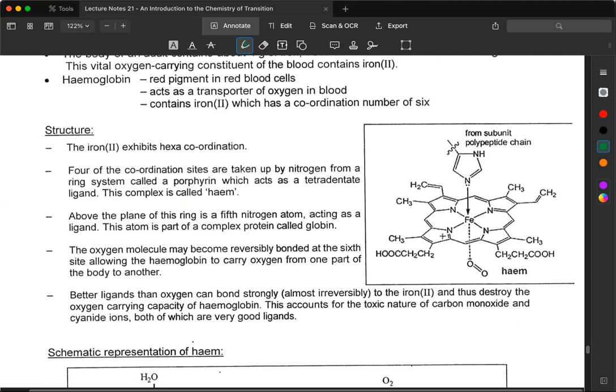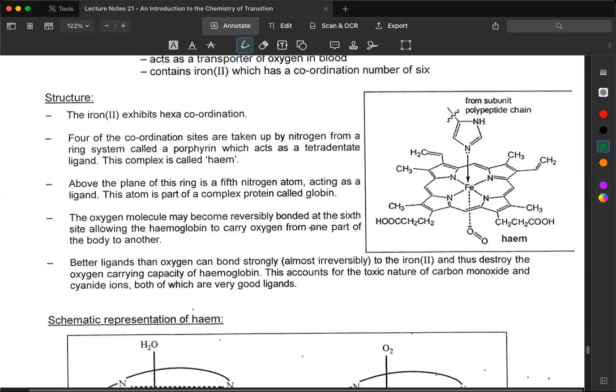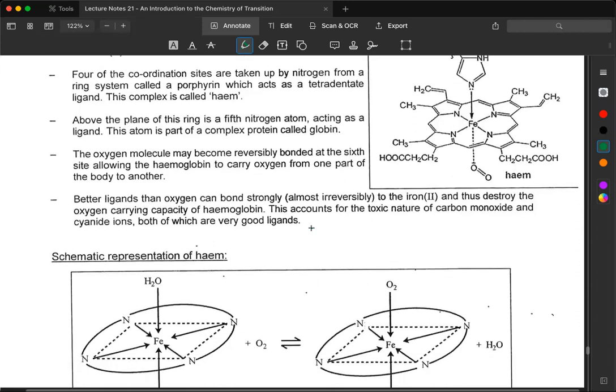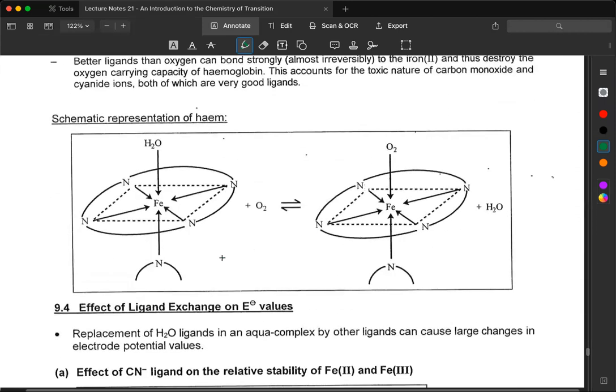A better ligand than oxygen can bond strongly and destroy the oxygen carrying capacity of the hemoglobin. For example, carbon monoxide and cyanide, they are better ligands than oxygen. So this is a schematic representation of heme, water, oxygen.